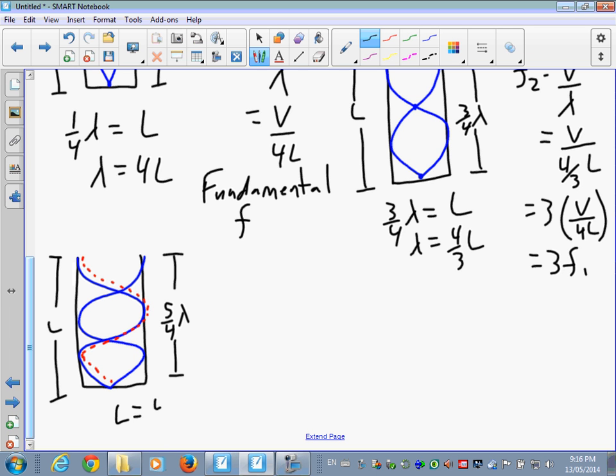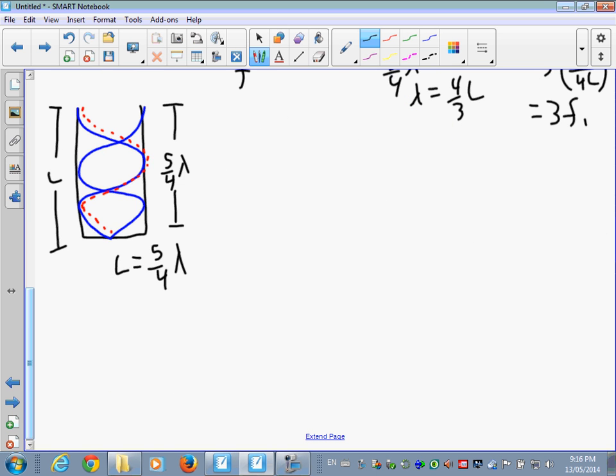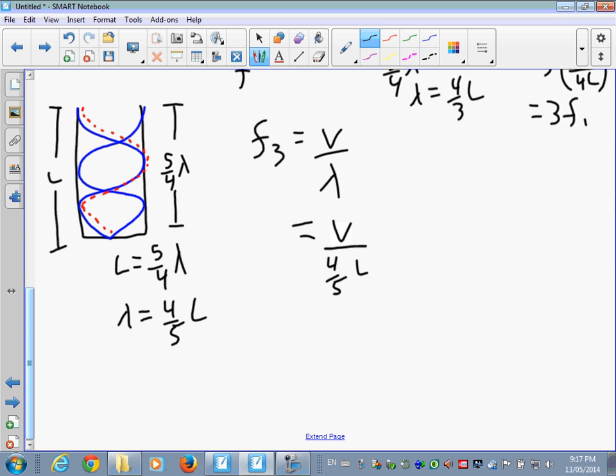So skipping some steps here, L is equal to 4/5, or sorry, L is equal to 5/4 of lambda. That's why you don't skip steps. 5/4 lambda. So lambda is equal to 4/5 of L. So the third harmonic is speed over the wavelength. That speed, remember, is the speed of sound inside the air column, divided by 4/5 of L, which means 5 times v over 4L, or 5 times the fundamental frequency.